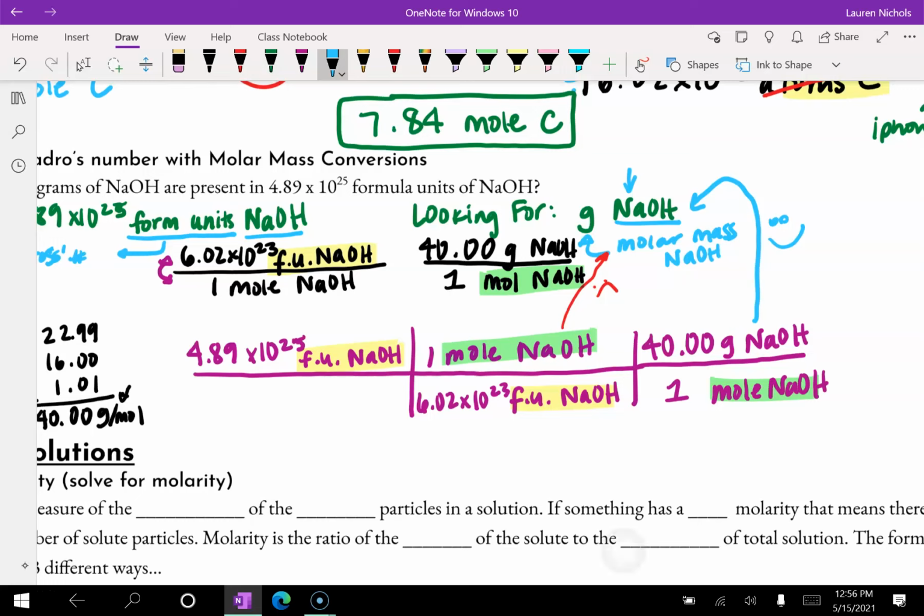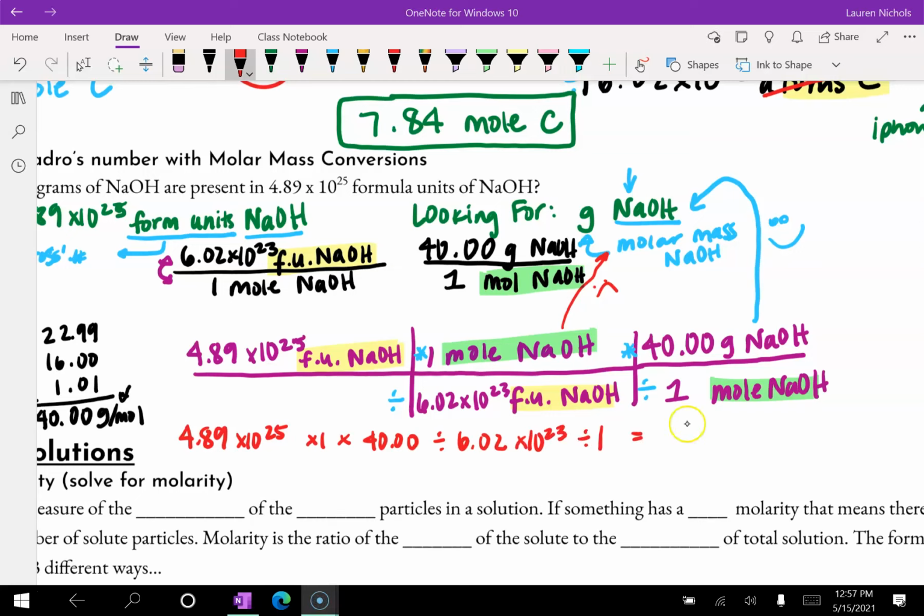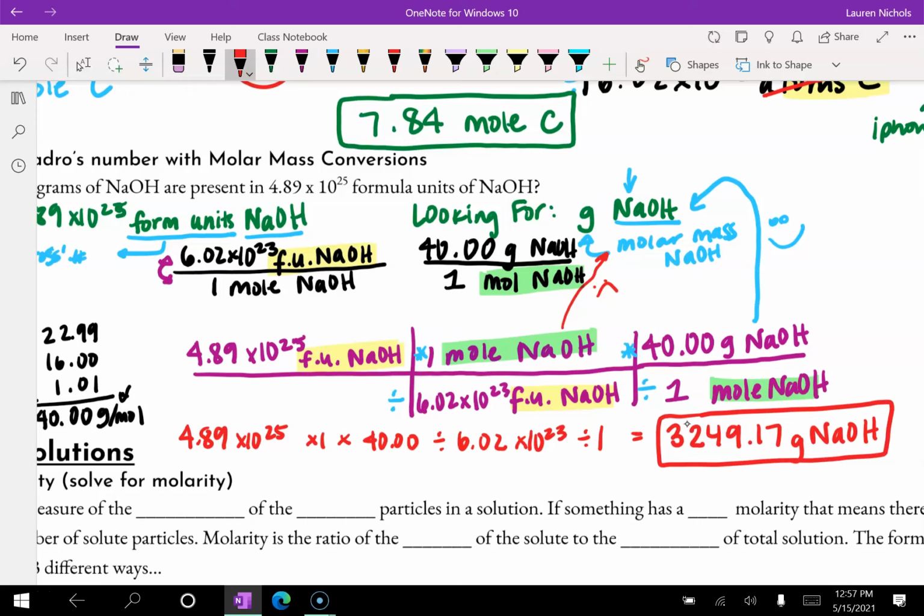And we can put it in our calculator. So we multiply by what's at the top, and we divide by the numbers at the bottom. In our calculator, that would be 4.89 times 10 to the 25 times 1 times 40.00 divided by 6.02 times 10 to the 23 divided by 1. And you should get 3,249.17 grams of NaOH.